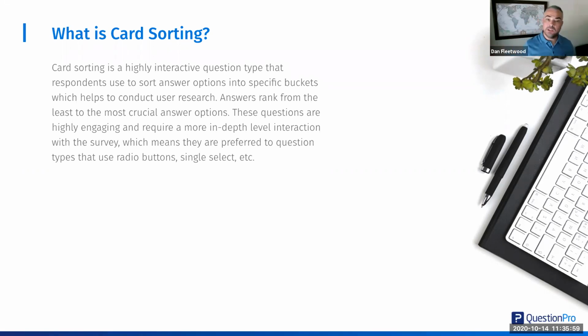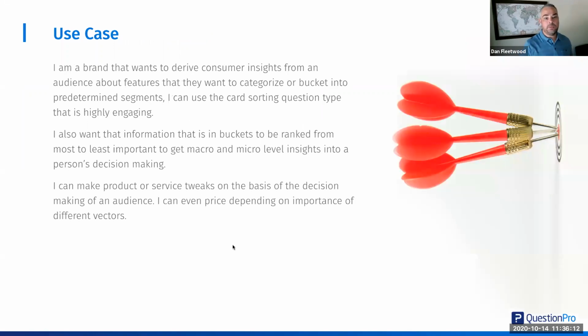So we'll get into some of the methods of why and where this works well, but those are some of the things. Again, this is a fun question type for your respondents as well. So let's go over a particular use case. So let's say you're a brand that wants to derive consumer insights from an audience of features they want to categorize into buckets of predetermined segments, like we've mentioned before, and they want information in the buckets to be ranked from most to least important to get macro and micro level insights in the person's decision making.